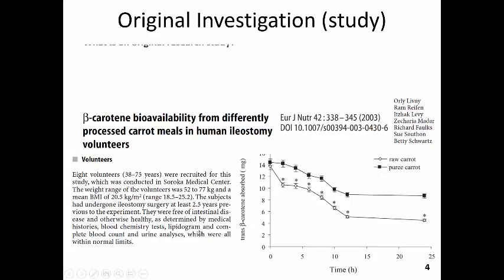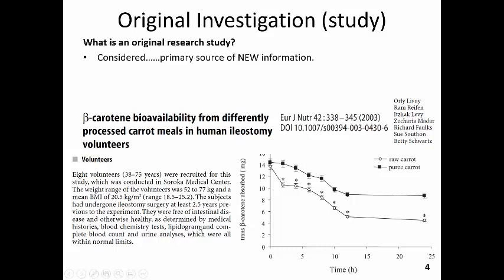So then we come to the question as to the original research study. The original research study is considered a primary source of new information. And this new information relates to information that did not exist before this individual research study was carried out. Therefore, it is considered to be a primary study or a primary source of new information. And this is generated from an individual experiment or a research study that collected novel information.